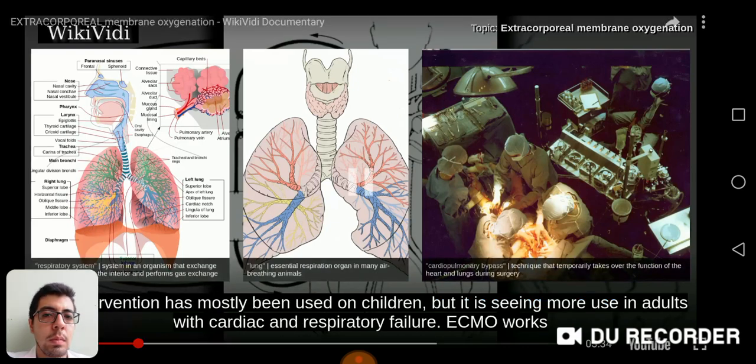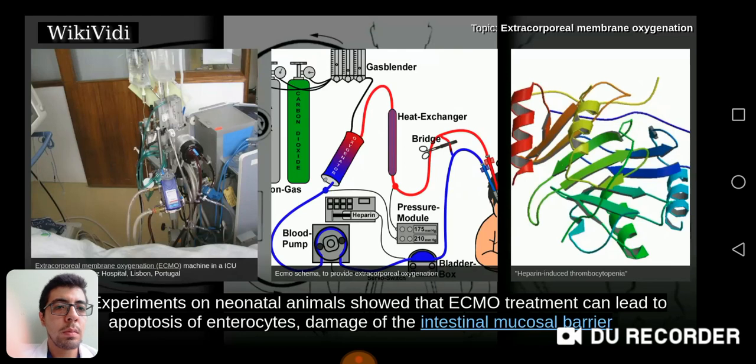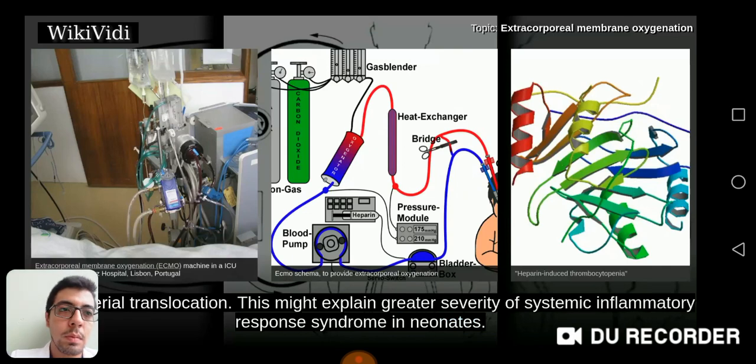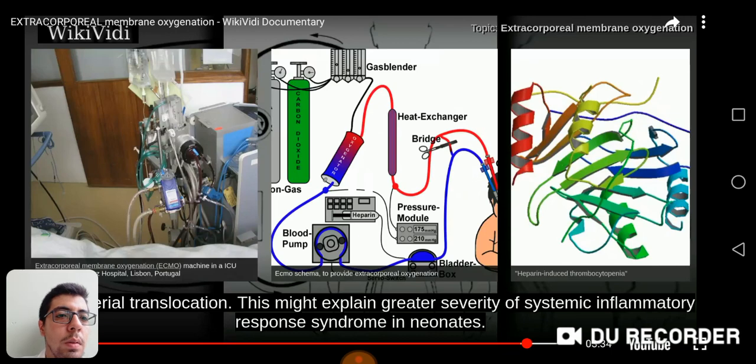This intervention has mostly been used on children, but it is seeing more use in adults with cardiac failure. Experiments on neonatal animals showed that ECMO treatment can lead to apoptosis of enterocytes, damage of the intestinal mucosal barrier, and bacterial translocation. This might explain greater severity of systemic inflammatory response.